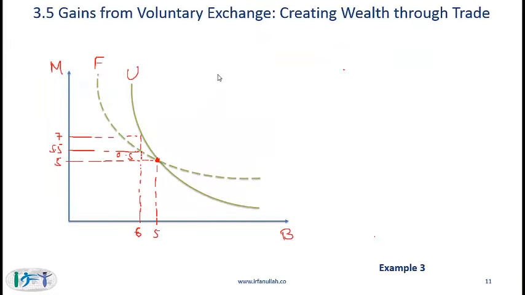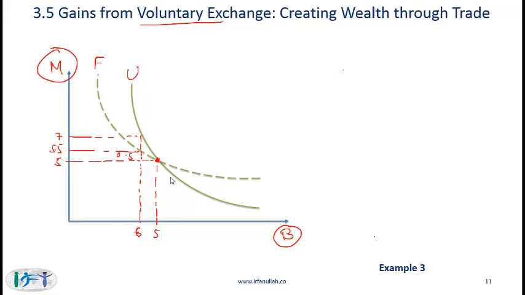On this slide, we'll go through a simple example which will demonstrate the possible gains from voluntary exchange. We continue with milk and bread, but here notice that we have 2 indifference curves which intersect. The reason is that these are indifference curves for 2 different people. Let's say that the solid indifference curve is your indifference curve, so this is for you, and the dashed indifference curve is your friend's indifference curve.